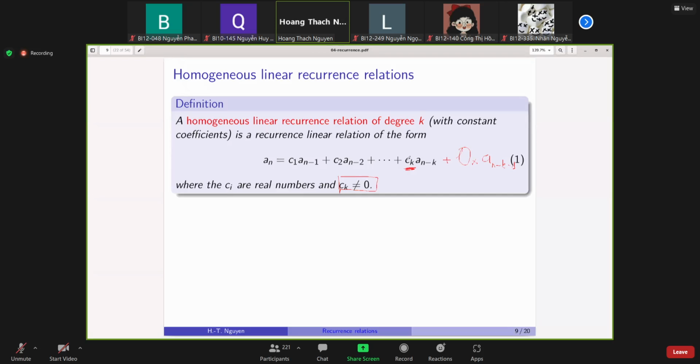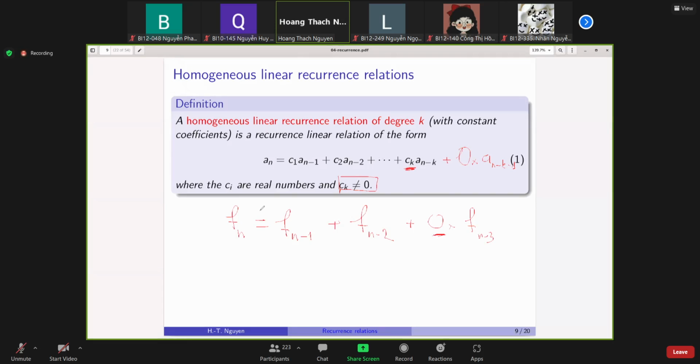For example, for the Fibonacci sequence, we have Fn equal to Fn minus 1 plus Fn minus 2. So we can simply say that it is a homogeneous linear recurrence relation of degree 2. You can extend it like that, but it doesn't add anything because this coefficient is still 0. We only count until the last non-zero coefficient.